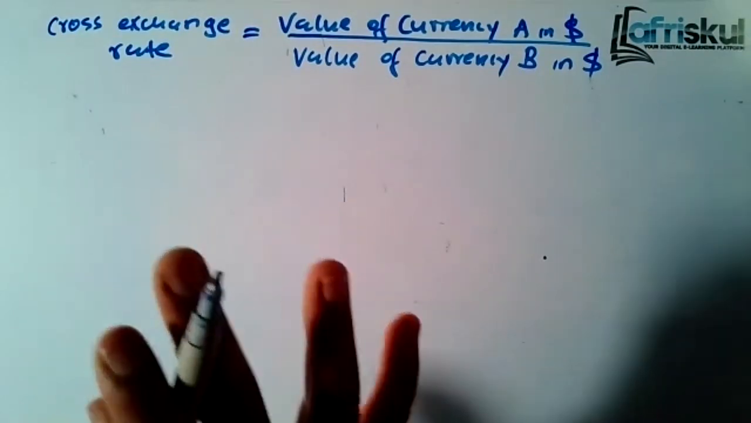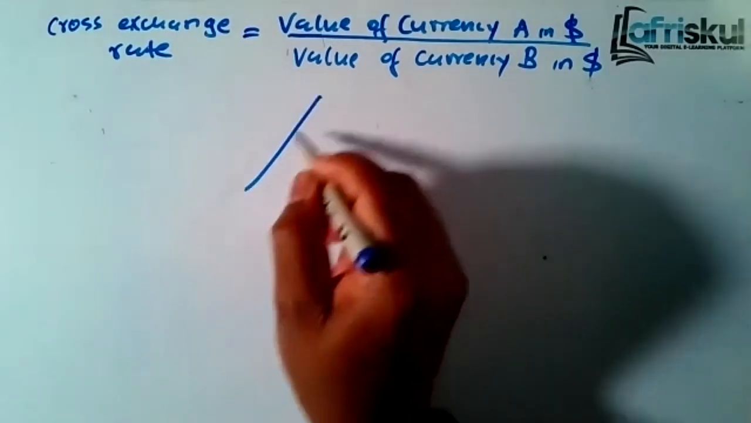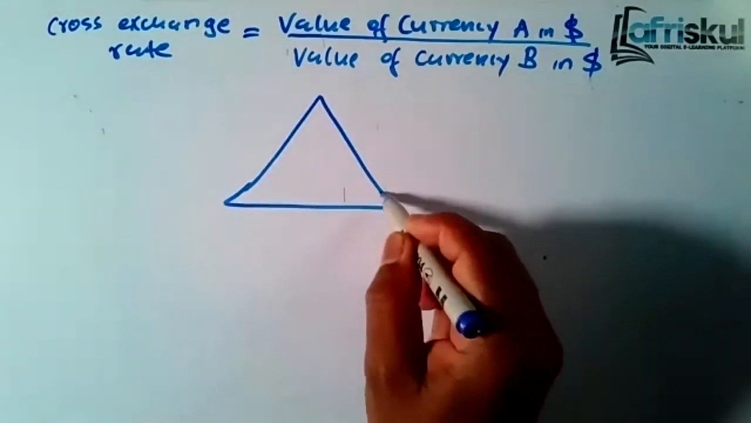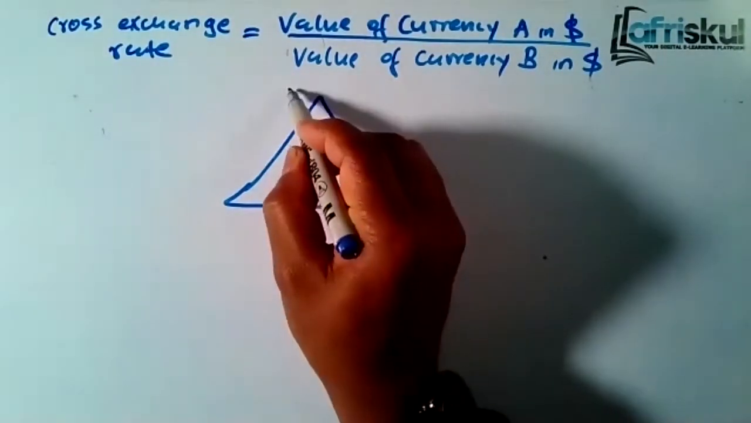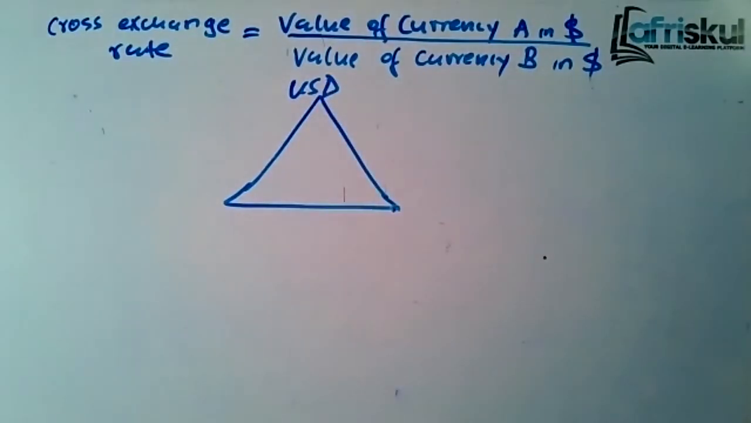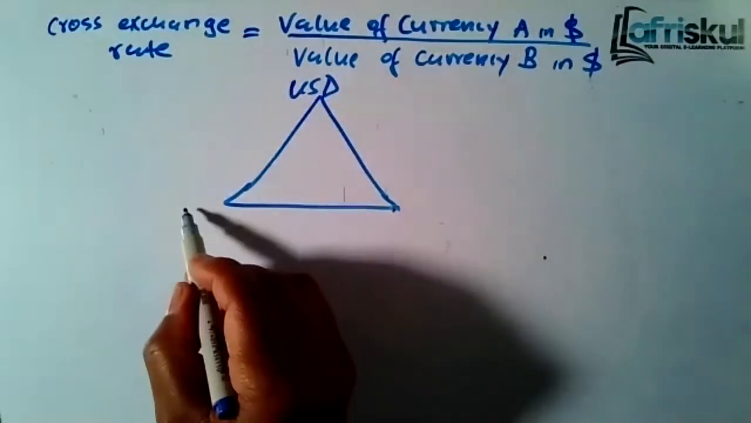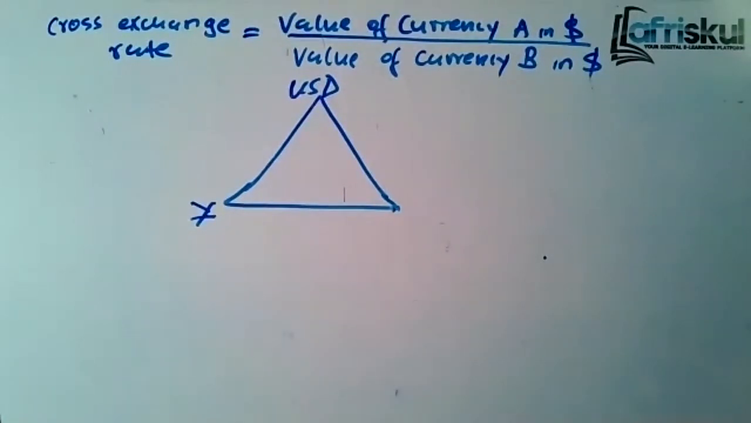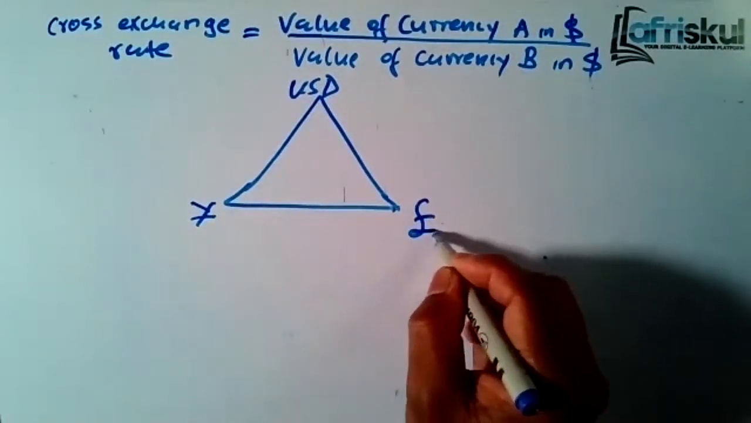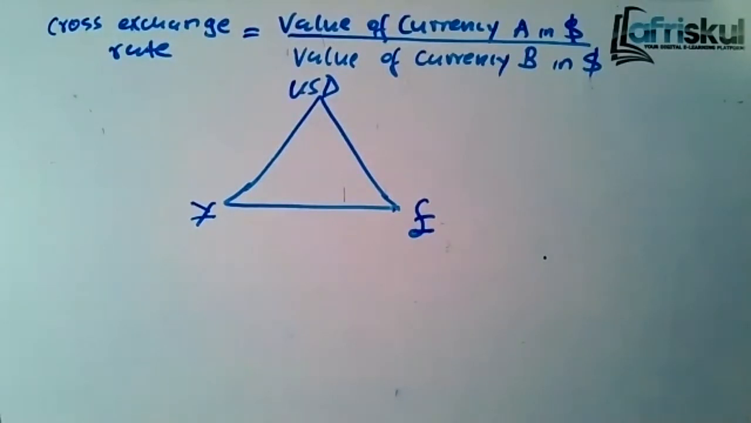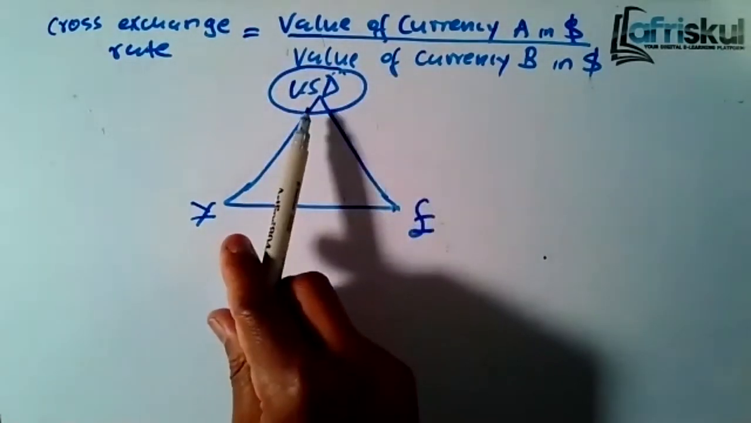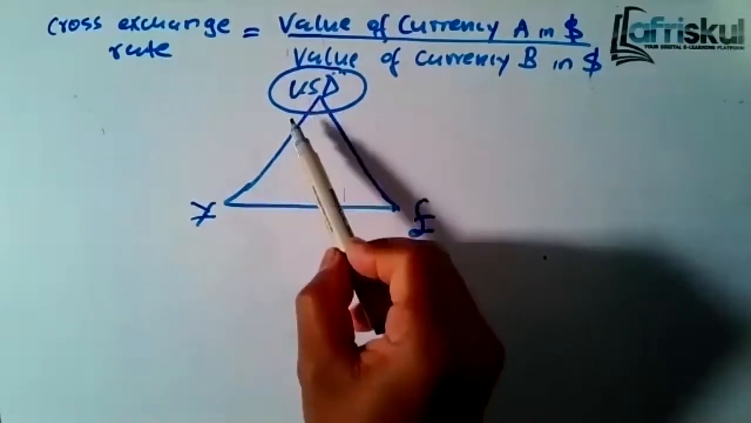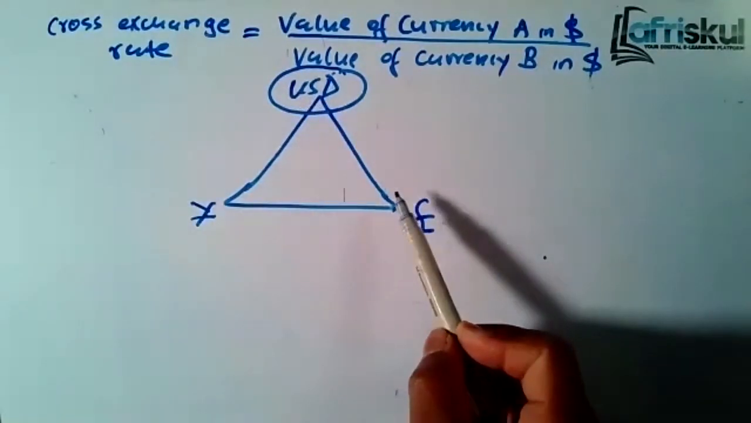Now this is the process of triangular arbitrage. When we say triangle, this is what we mean. You start with one currency. In this case, let's assume you have US dollars. Then you have two other currencies, for example the Japanese yen and the pound. So for triangular arbitrage, you'll be dealing with three currencies. Assuming the participant in the money market is holding US dollars, to determine which direction to go, you can go this way or that way, but you have to complete the triangle.